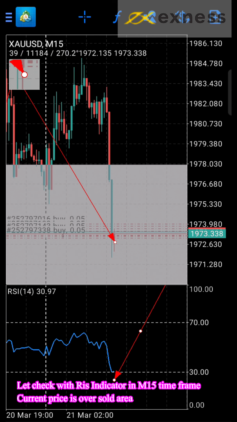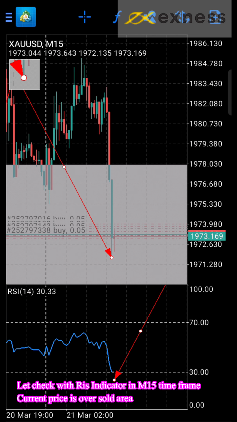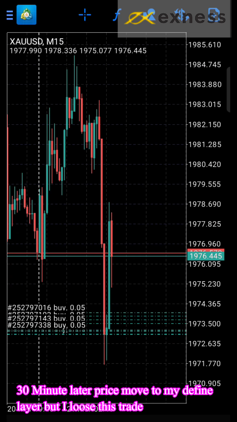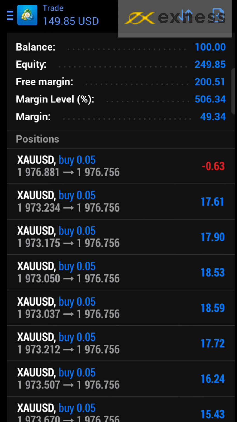Let's just wait for an indicator in the M15 time frame. Current price is in the oversold area. Thirty minutes later, price moved to my defined area, but I lose this trade. This is potentially my profit.